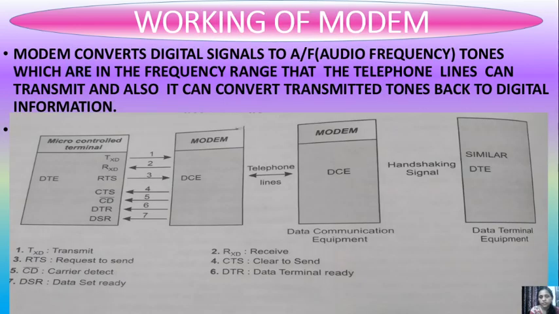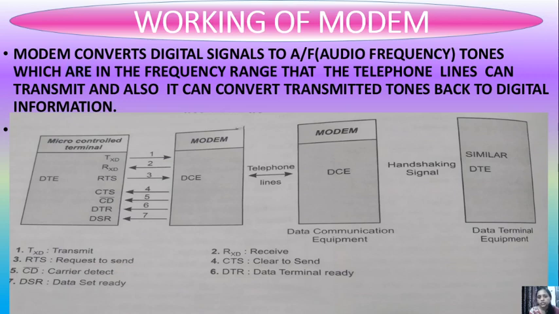Now one more image is given here. This is also showing the working of a modem. It is written here: modem converts digital signals to AF, audio frequency tones, which are in the frequency range that the telephone lines can transmit, and it can also convert transmitted tones back to digital information. The same is written again.